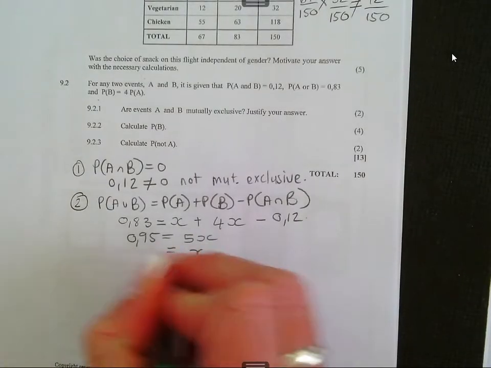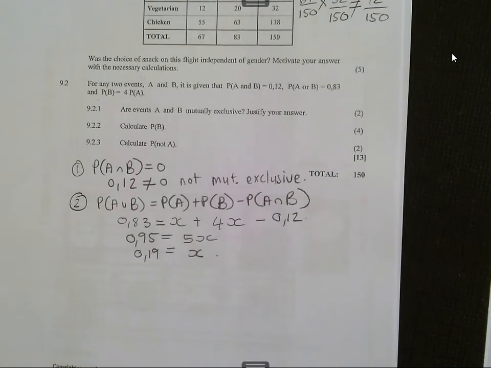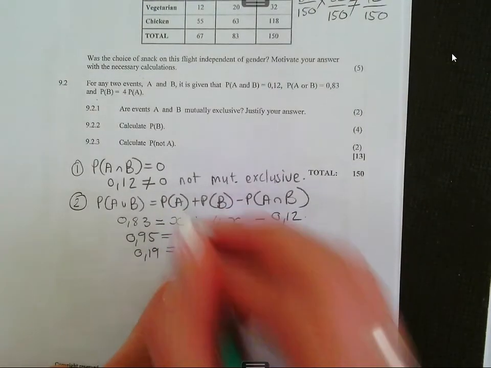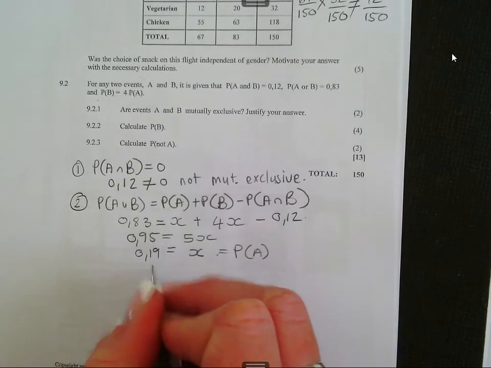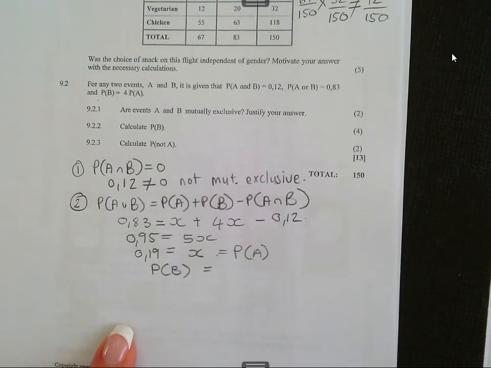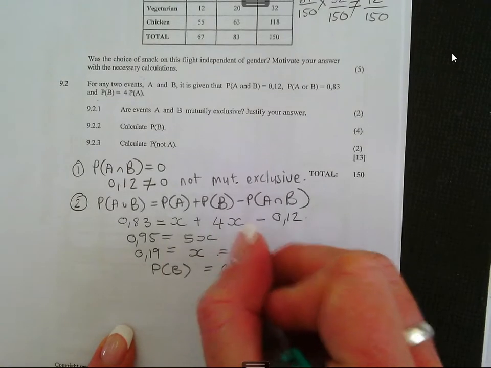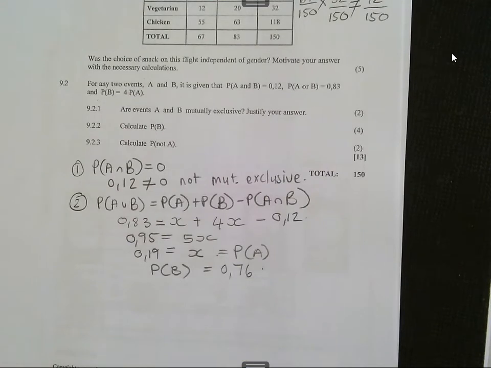When you divide, you get x equal to 0,19. Now the question was to calculate the probability of B. Now x is A, no? So this is the probability of A, so therefore the probability of B will just be 0,19 times 4, and that gives me 0,76. Now I've got everything. That wasn't hard, ne? All you had to do was know what you don't know and call it x.